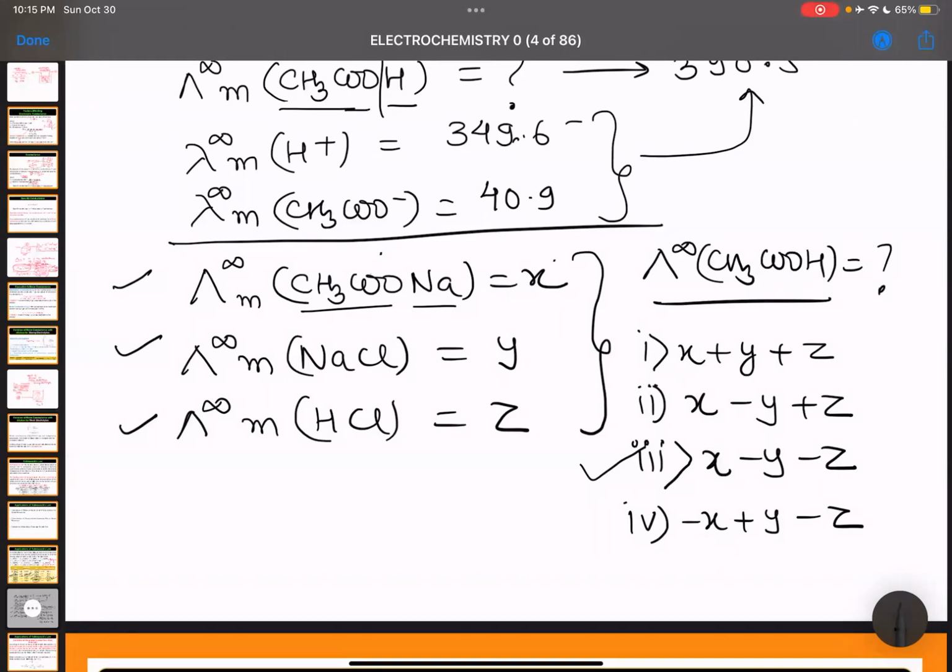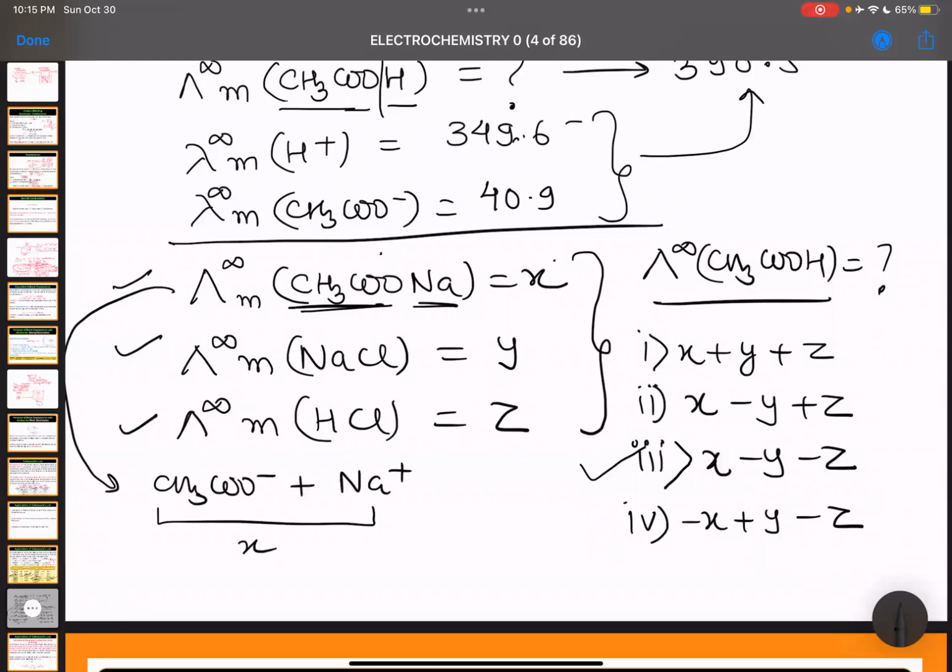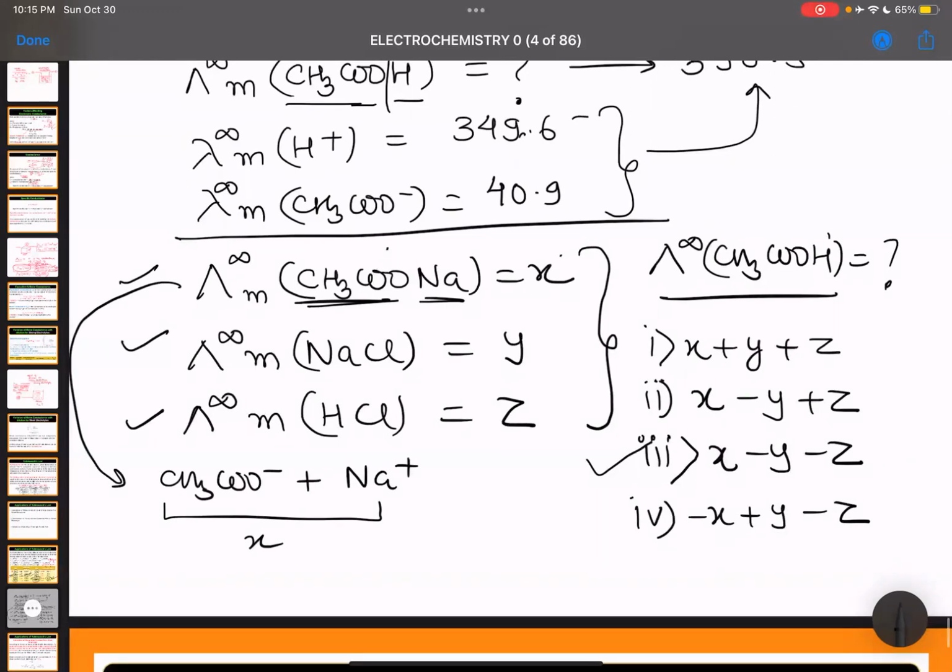Let's check it. Suppose you add X, it is CH3COO minus plus Na plus, okay? Because this is X. And you need acetic acid, so you need to remove Na and you need to add H plus. You need to remove Na because the final compound doesn't have Na. It is just acetic acid. So Na is there in this first equation. How can you remove Na? By subtracting the second equation.